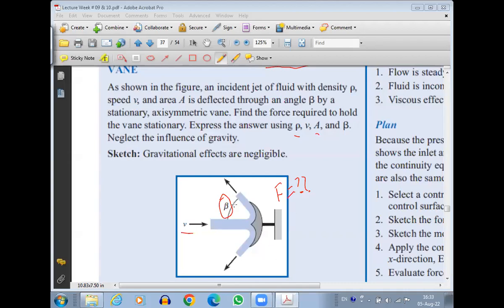Okay, so this is what we need to find: the force required to hold it in place. The easiest thing to understand is, suppose there was no support here, what would happen to the vane when the jet falls on it? It will just go back.